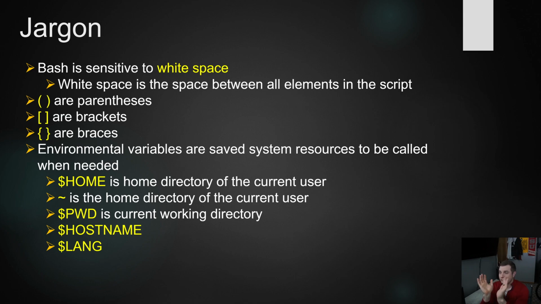But just for now, this is the jargon that we're going to be talking about. Parentheses for the round ones, square for brackets, and then curly braces are braces. Okay. Environmental variables are saved on your system. So if you're using Bash, doesn't matter what system you're using it on, you're going to have a few environmental variables or a few variables that are pre-made for you.